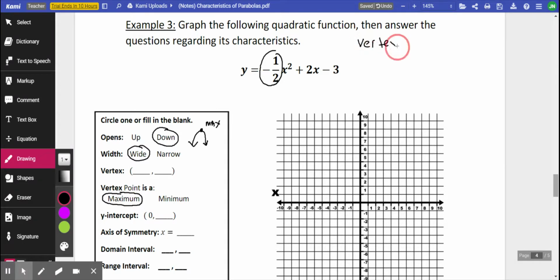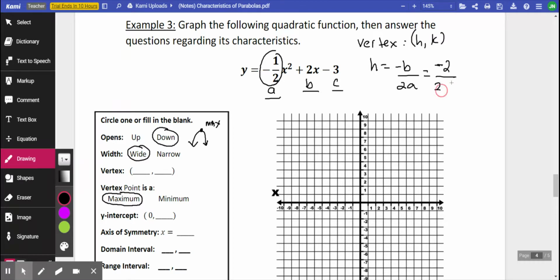So the vertex is going to be the point h comma k, and then the h is found with the formula opposite b over 2a. Opposite b in this case would be opposite of the value of 2, right? Because this is the a, this is the b, and this is the c. So opposite of 2 would be opposite of that number. And then divided by 2 times a, which in this case the a is negative 1/2. So negative 1 over 2.